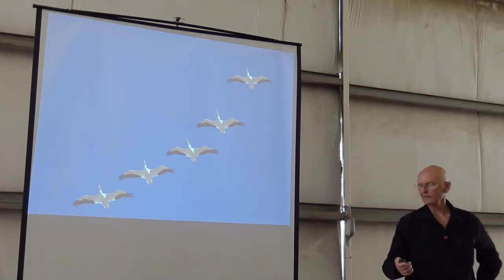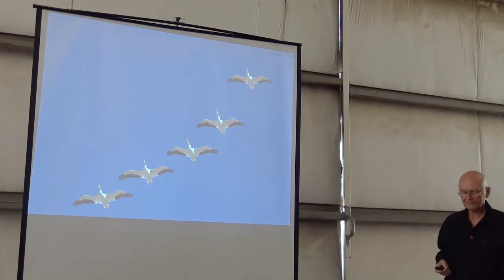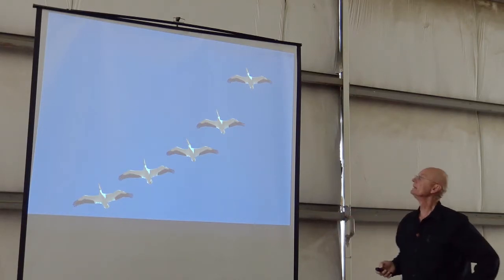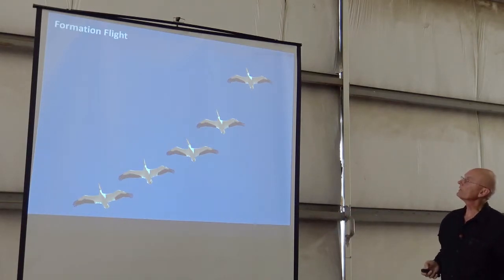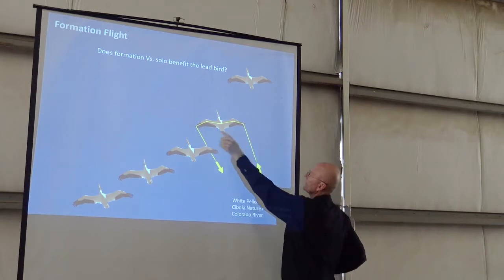Okay. How did we get that result? This bird actually enjoys an advantage, but his partners actually get more of an advantage. Let's see why. What we're going to do is put the horseshoe vortex on the wing of this wingman. This is the wingman. So here's our horseshoe vortex.